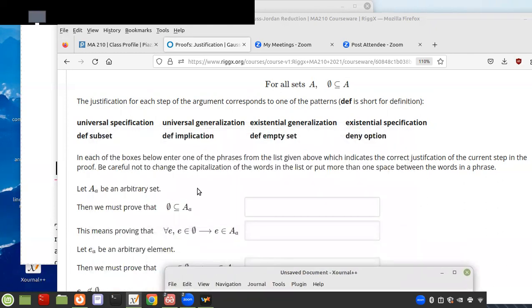So let's look and see where there's one here. I have to prove that for all sets A, the empty set is a subset of that set. It's a weird statement. The empty set is supposed to be a subset of any set. Well, I have to let X_A be an arbitrary set. That's an implication. This is for all sets, and I've gone to an arbitrary one. Then we must prove the same form, but instead of for all sets, I put an arbitrary one. So this first one is going to be universal specification, because I've gone from a universal one to a specific one. Okay, then I might use that again here.